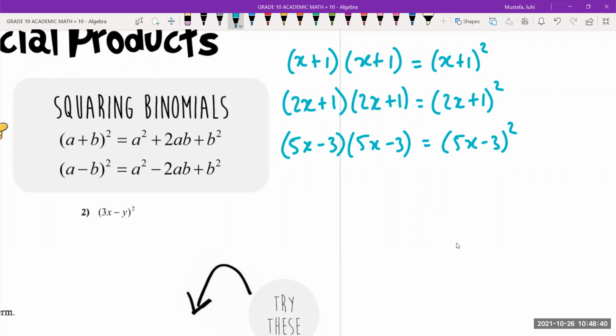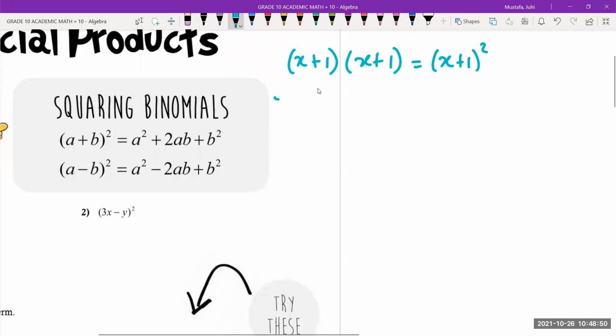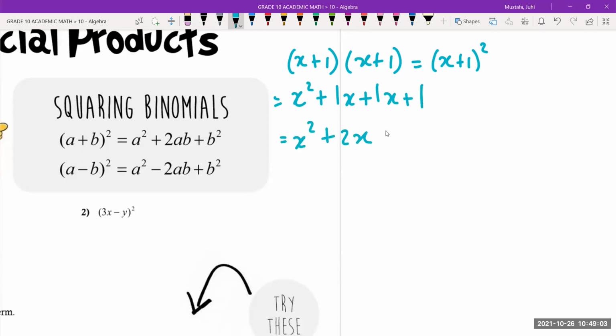Now, when I give you a question like this, you could just FOIL it like you usually do. So let's go back to the very first example I have here. If something was written like this, you're actually thinking of it like this. We've gotten practice doing this, so I'm just going to go x times x is x squared, x times positive 1 is 1x, 1 times x is positive 1x, and 1 times 1 is 1, and then this ends up being x squared plus 2x plus 1. Okay, so that's just a regular FOILing question that we've been learning all along.